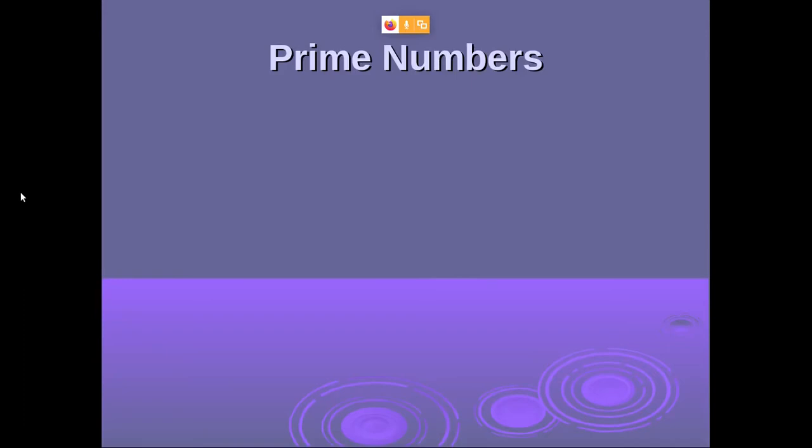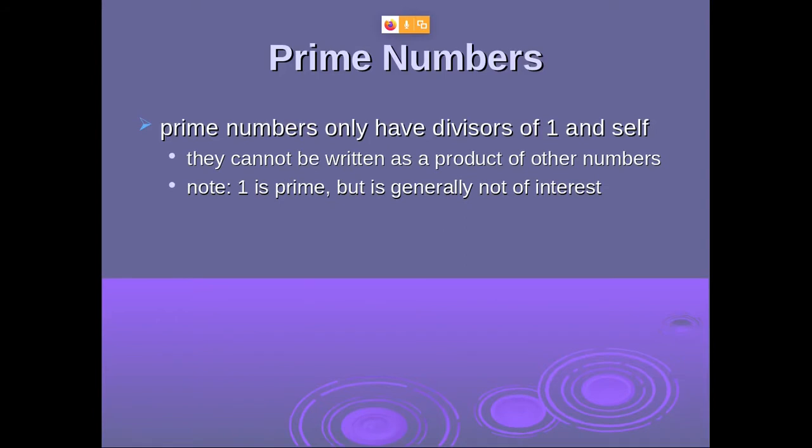One of the important concepts is prime numbers, because most of the public key cryptosystems are based on very large prime numbers. So we can start with prime numbers. As all of you know, prime numbers only have divisors of 1 and themselves. They cannot be written as a product of other numbers. 1 is not prime, but is generally not of interest. Then 2, 3, 5, 7.